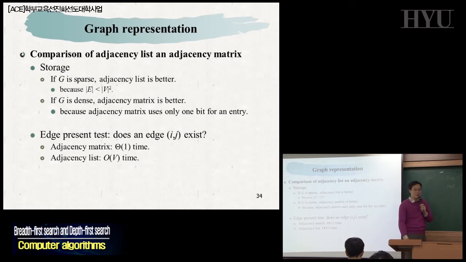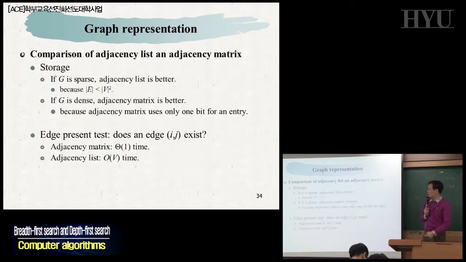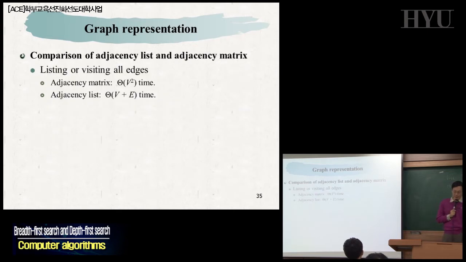But how about this adjacency list? We should go, let's say it's 4, 1. Then we have to check out this adjacency list of 4. Then we have to scan this list to check if one is stored or not. So one is not stored, but we have to scan the whole list. So in the worst case, the list can be as long as big O of V, theta of V. So its running time is big O of V. And another question or query is like this: listing or visiting all edges.